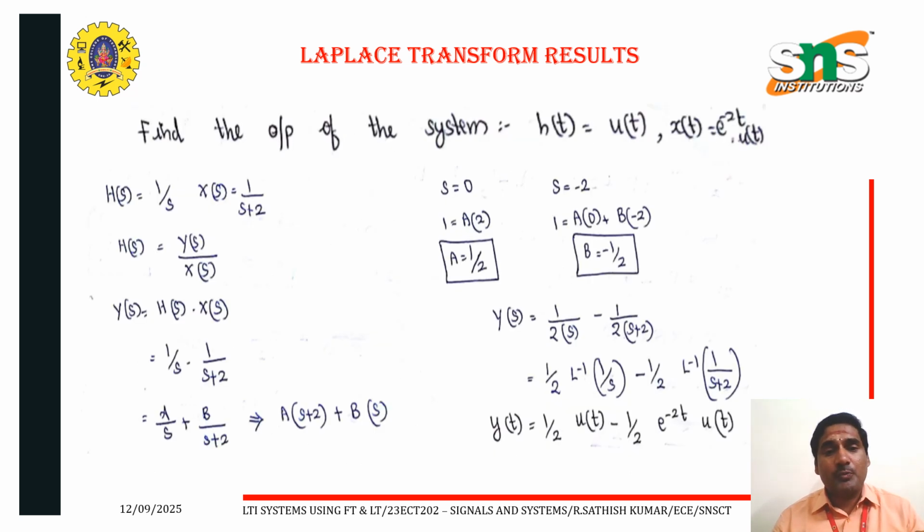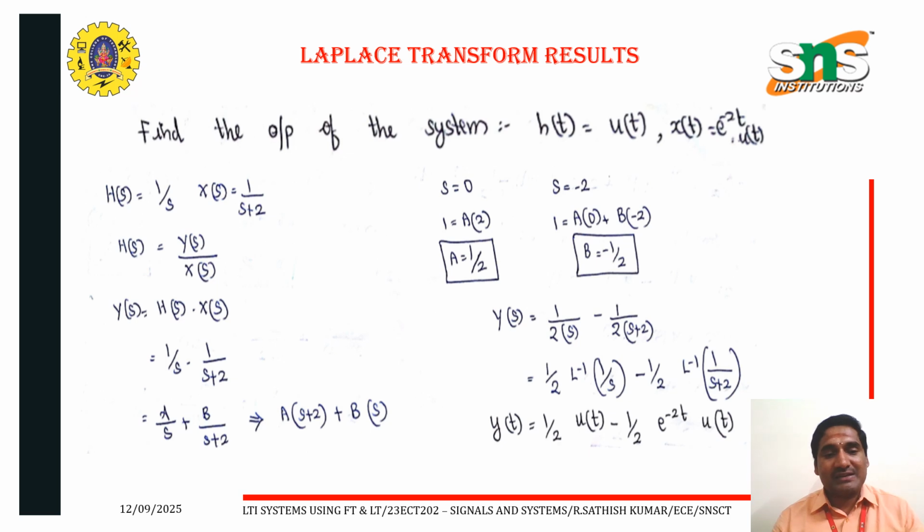Next one, find the output of the system. h of t is equal to u of t. x of t is equal to e power minus 2t into u of t. While applying the Laplace transform of h of t, H of s is equal to 1 by s. X of s is equal to 1 by s plus 2. Therefore, H of s is equal to Y of s divided by X of s. We can get Y of s is equal to H of s into X of s, which is 1 by s into s plus 2.